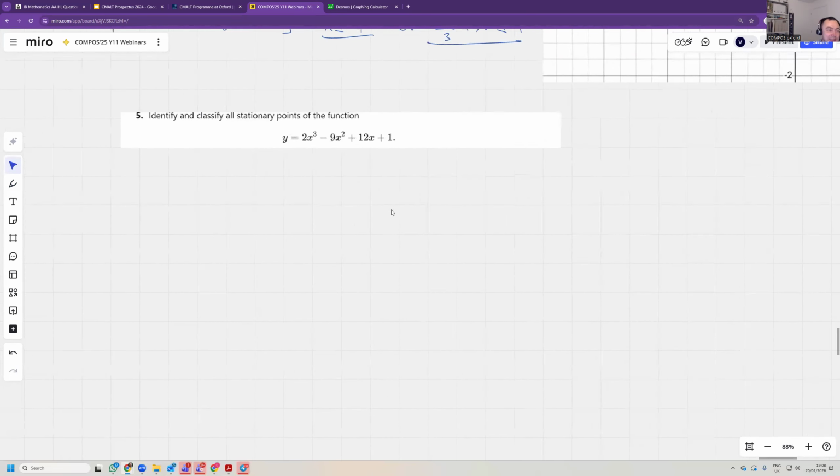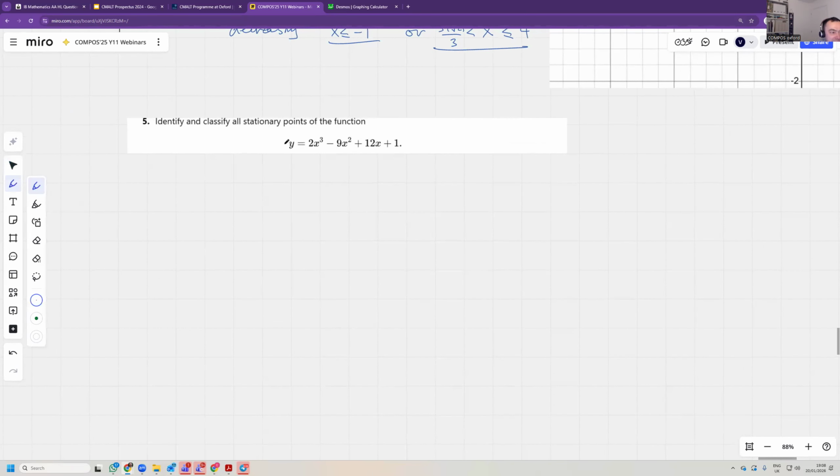Identify and classify all stationary points of the function. The stationary points are where the derivative is 0. Okay, so differentiate, which is equal to 6x squared minus 18x plus 12. And that must equal 0. So x squared minus 3x plus 2 equals 0. So x equals 1 and x equals 2. So those are the stationary points.